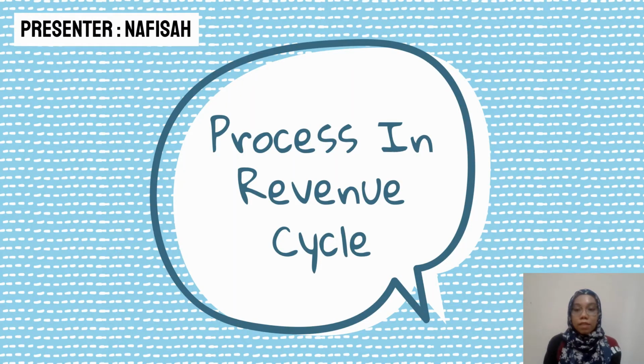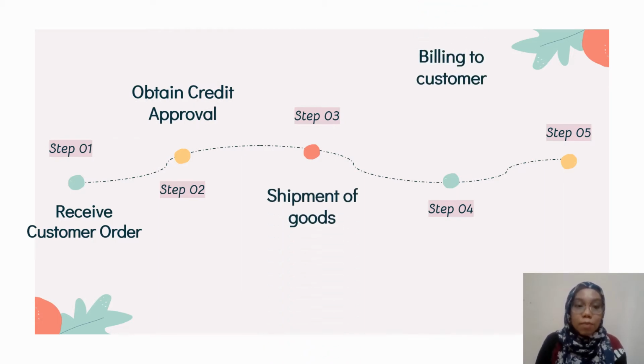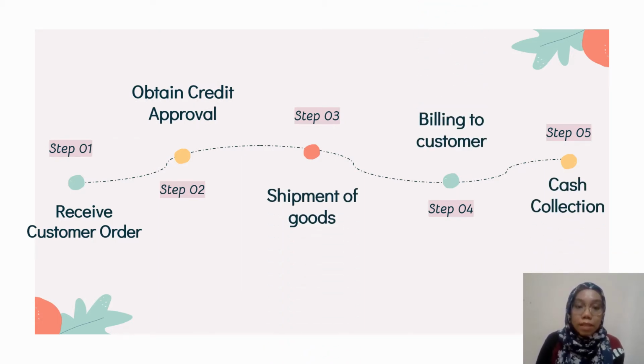For the first thing, I'm going to explain about the process in the revenue cycle. There are 5 important steps in this process. For step 1, we will receive customer order. Next, obtain credit approval, and then shipment of goods, billing to customer, and lastly, cash collection.